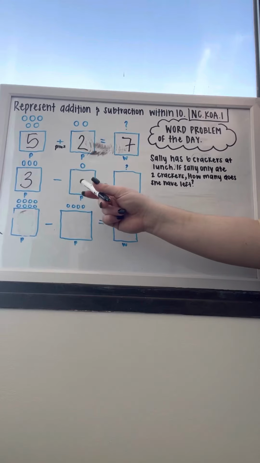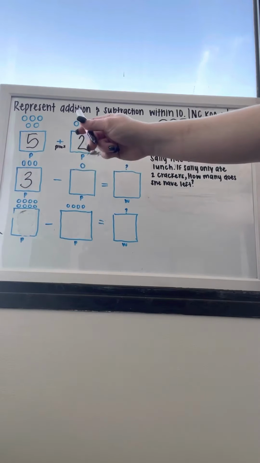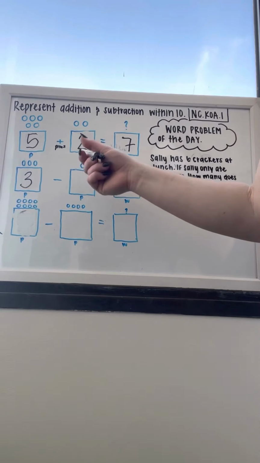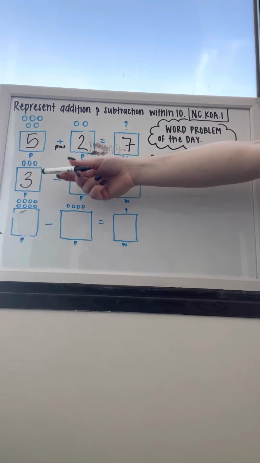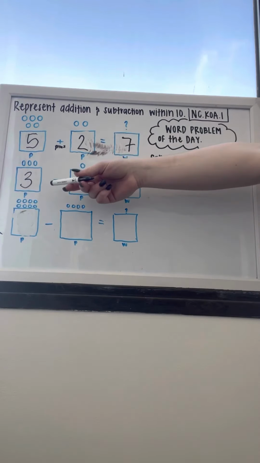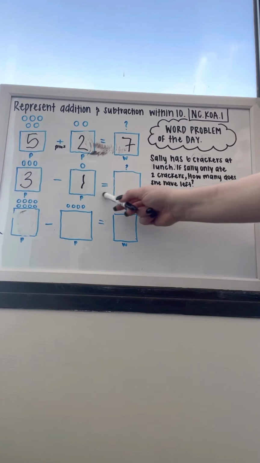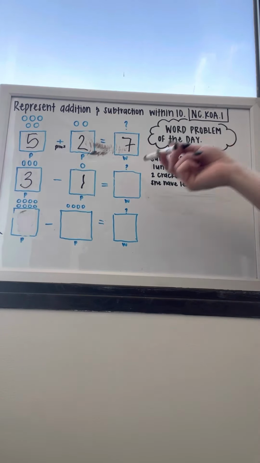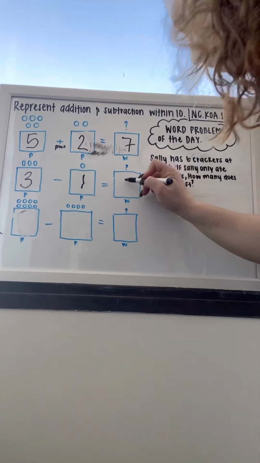And how many circles are here? What are we minusing 3 from? 1. Okay, so 3 minus, or subtract, 1 is equal to what? What is 3 minus 1 equal to? If I have 3 fingers and I take 1 away, how many do I have? I have 2. Good job.